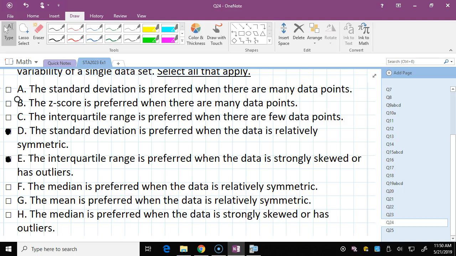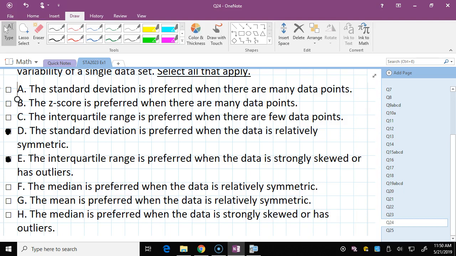So just to talk about these other ones. The z-score is not so much about the span, but z-scores are more about an individual data entry, telling you how far away it is. That doesn't tell you much about the variability. So that's why it can't be z-score. And again, median and mean are more about the center of your data, depending on if you're symmetric or skewed. So yeah, does that make sense?